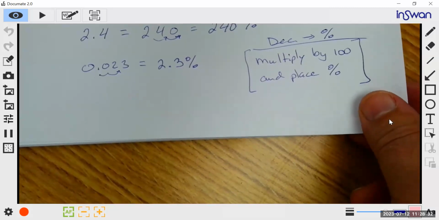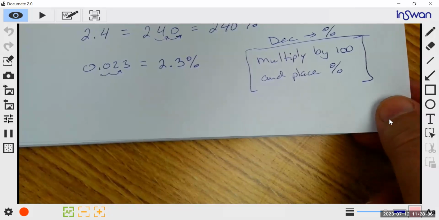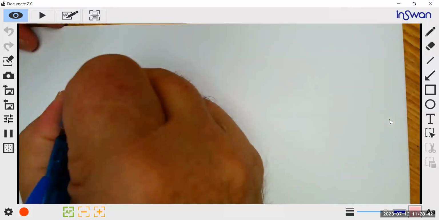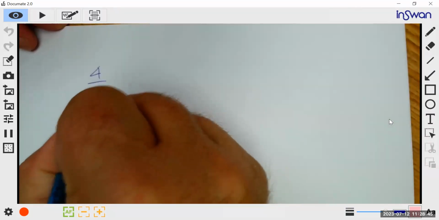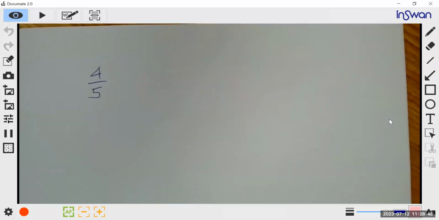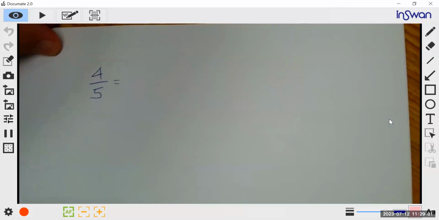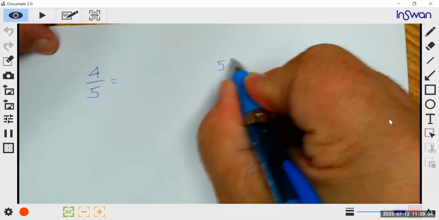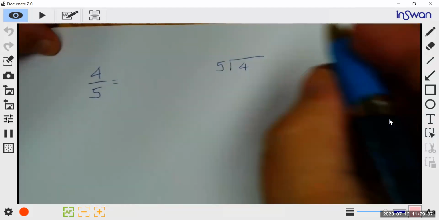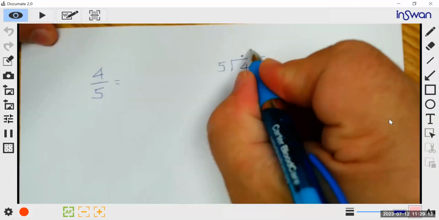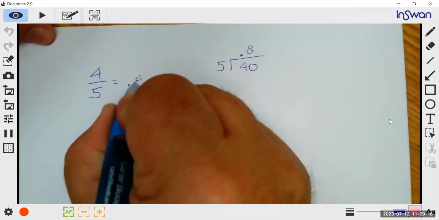A couple of examples here. Four over five. Do we have a decimal? The first thing you have to do is find the decimal. Does five go into four? No. So we put a decimal there. Does five go into 40? How many times? So this equals 0.8.